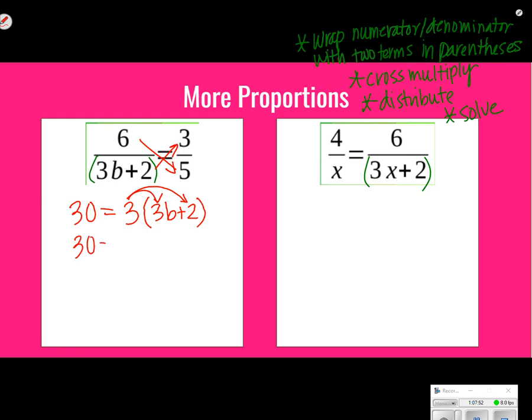I have 30 equals 9b plus 6. Subtract 6, so I get 24 equals 9b. Divide by 9. So you're solving your normal equations. Now that reduces, I can divide the top and the bottom both by 3, so that's 8/3.